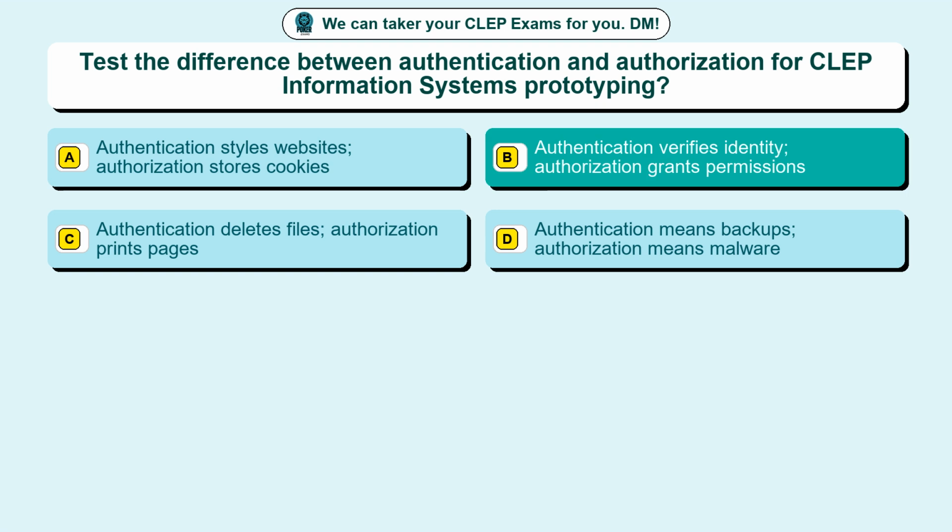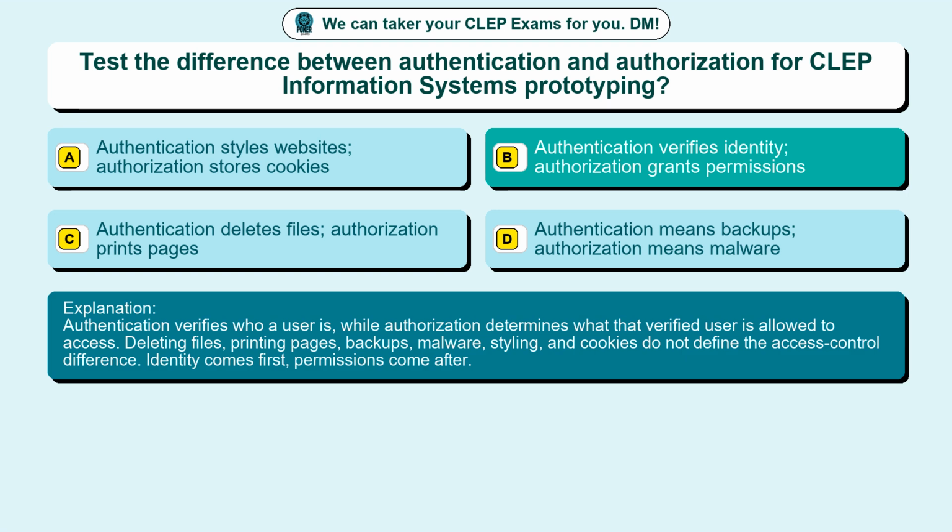The correct answer is option B. Authentication verifies identity, authorization grants permissions. Authentication verifies who a user is, while authorization determines what that verified user is allowed to access. Deleting files, printing pages, backups, malware, styling, and cookies do not define the access control difference. Identity comes first, permissions come after.